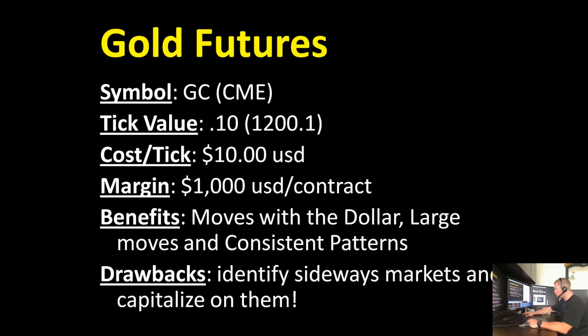So gold futures, one of the trader's best friends. Symbol GC, $10 per tick. It'll take $1,000 per contract for margin. The biggest benefits are those big volatile trading ranges, and I love taking those breaker patterns as we scalp the gold market.